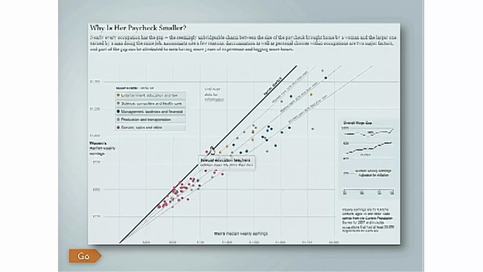And now we'll find out if I have live video here. Oh, live video. Yay. So you can roll over an individual point here, and you can see that postal service clerks are paid equally between men and women. And you can also go click up here. This is entertainment, education, and law.